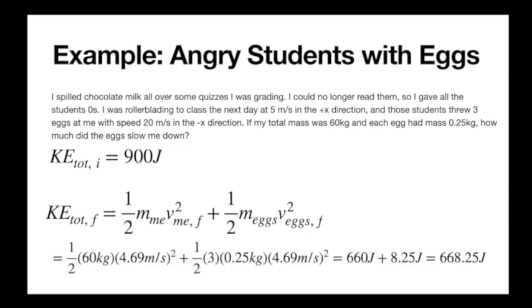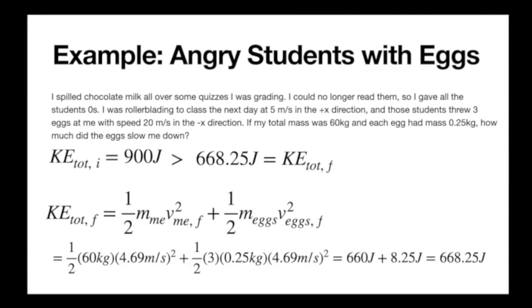So let's plug in. Now our V final, we know, is the same for me and for the eggs, right? Afterwards, we're all stuck together, traveling at 4.69 meters per second, and we have the same masses as before. Another way you can think about this is we're all stuck together, so you can consider me and the eggs as one unit. So this is all the same as if I just had one term here, and I just did 1/2 times 60.75 kilograms times 4.69 meters per second squared. Any way you want to think about it is fine, but the result is 668.25 joules, which is less than we started with, right?